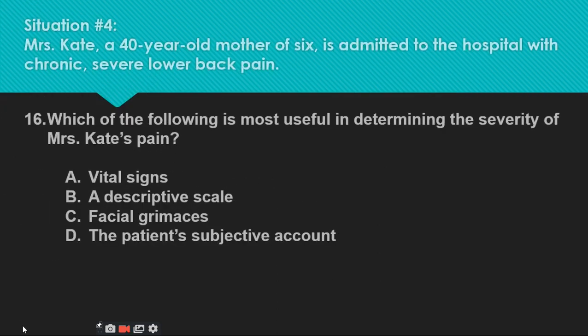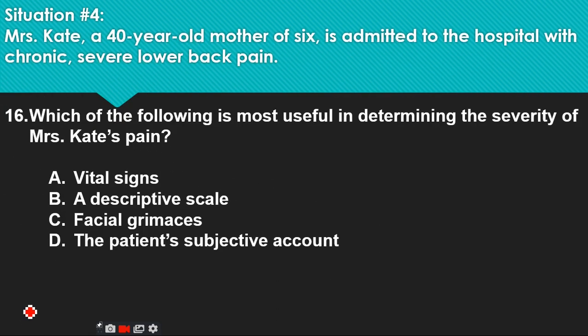Let's now have the last 5 questions. Situation number 4. Mrs. Kate, a 40-year-old mother of 6, is admitted to the hospital with chronic severe lower back pain. Number 16. Which of the following is most useful? Take note of the word most useful in determining the severity of Kate's pain. So you see, determining the severity of Kate's pain. A, vital signs. B, a descriptive scale. Letter C, facial grimaces. Letter D, the patient's subjective account.